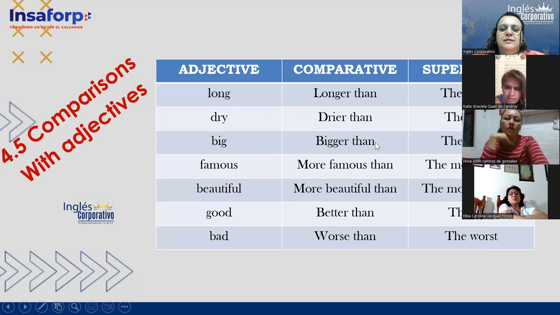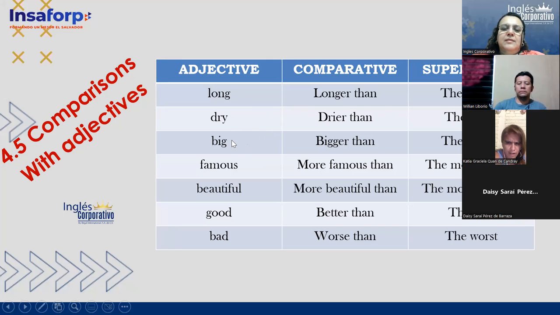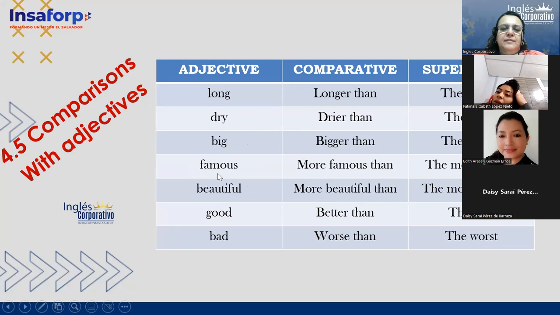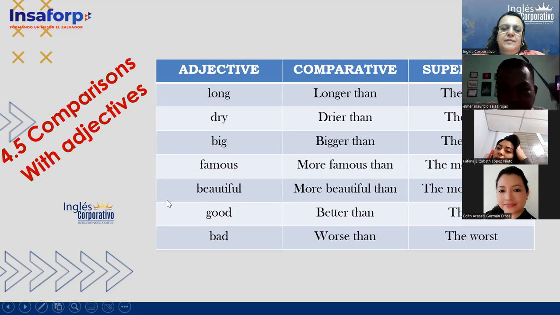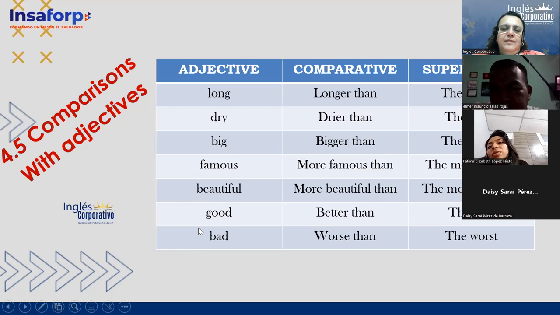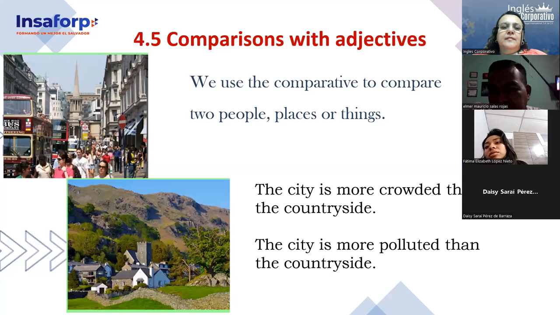Long, longer than, the longest. Dry, drier than, the driest. Big, bigger than, the biggest. Famous, more famous than, the most famous. Beautiful, more beautiful than, the most beautiful. Good, better than, the best. Bad, worse than, the worst.